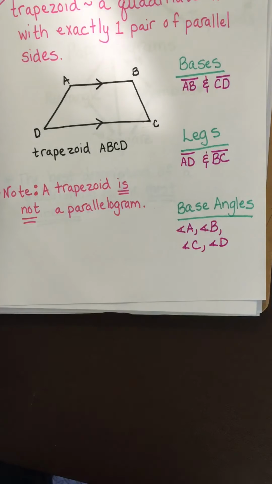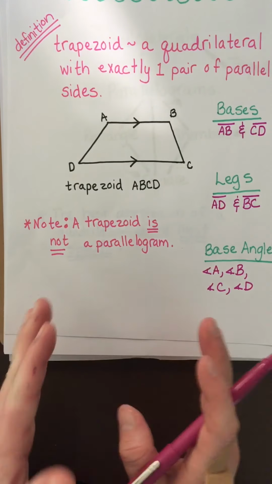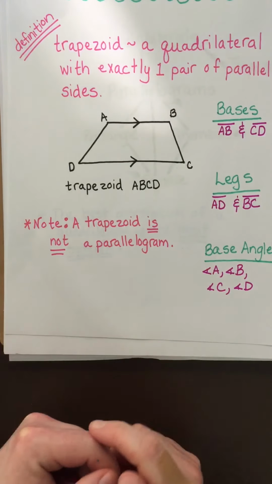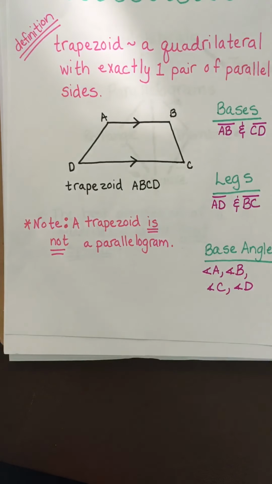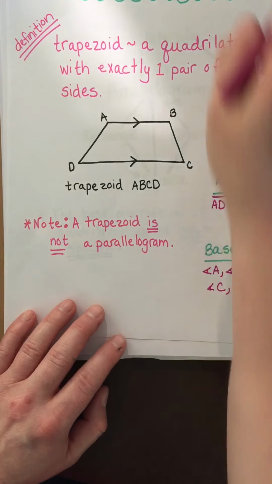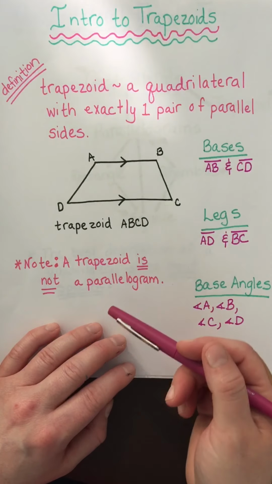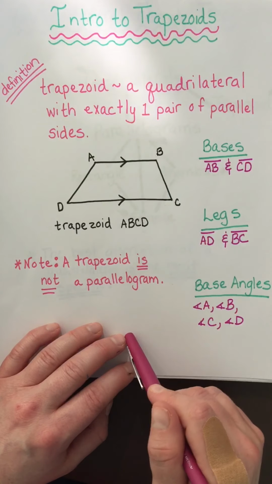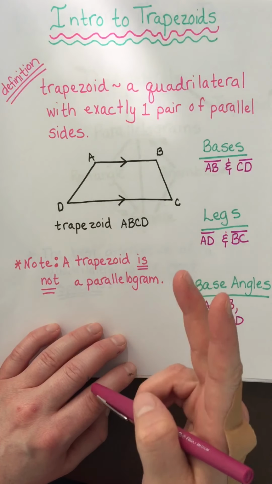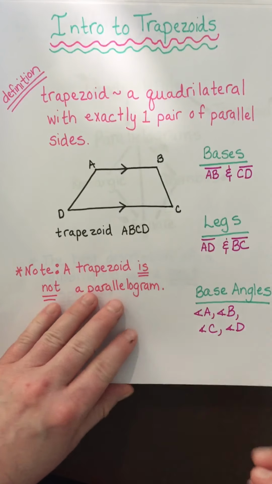All right, I just want to point out that a trapezoid is not a parallelogram. Why is a trapezoid not a parallelogram? What's the definition of a parallelogram, you guys? It's a quadrilateral with how many pairs of parallel sides? 2, right? But a trapezoid only has 1 pair, so therefore it's not a parallelogram.